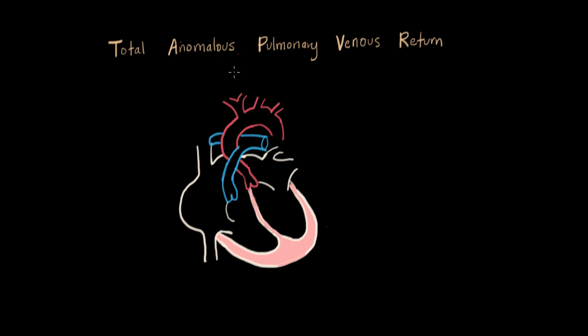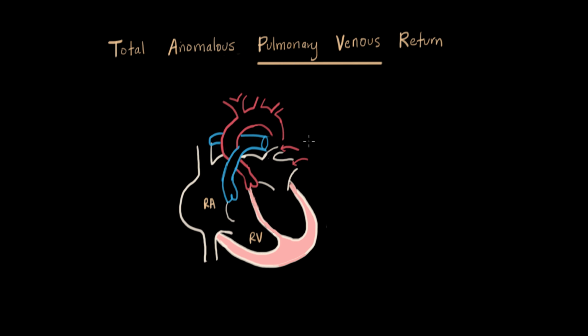Now this time in TAPVR, we're dealing with the pulmonary veins. That happens to be the one thing I didn't draw, but let's label what I did draw. We have the right atrium receiving blood from the body, going to the right ventricle, pumping it to the lungs through the pulmonary arteries. And then the pulmonary veins are the things that give blood back to the atrium on the left side from the lungs.